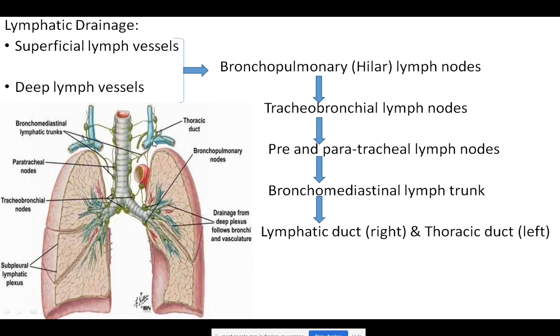Finally, it drains into the lymphatic ducts. This is the thoracic duct. On the left side, the lymph drains into the thoracic duct, whereas on the right side, lymph drains finally into the right lymphatic duct.